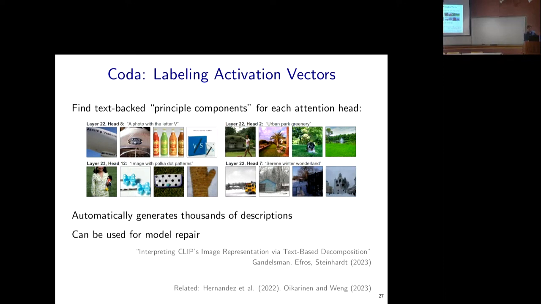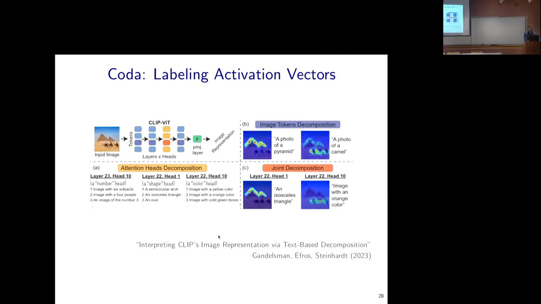Okay, so here are some more examples of this. This is what I was talking about with the number head, with an image with 6 subjects and an image of the number 4, and the shape head and color head. In addition to this, you can also ask, what do these heads care about in the image? For instance, this layer 22 head 1 is a shape head, and first of all, what it cares about is this thing.